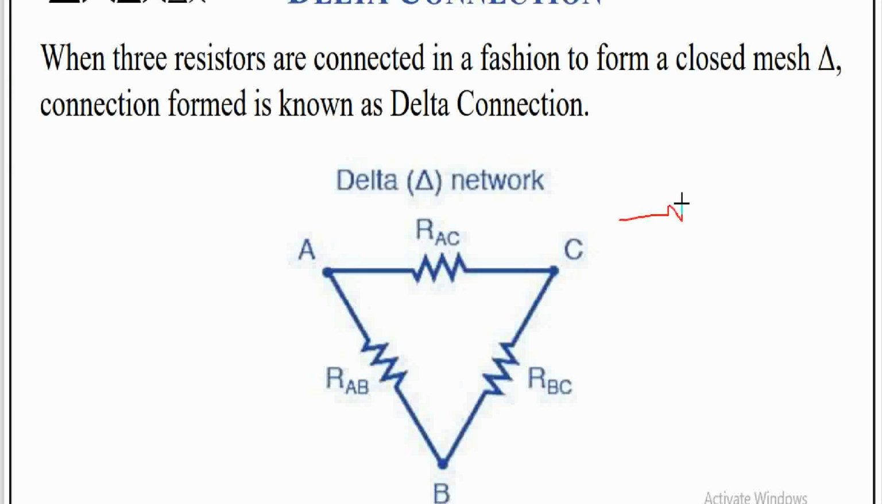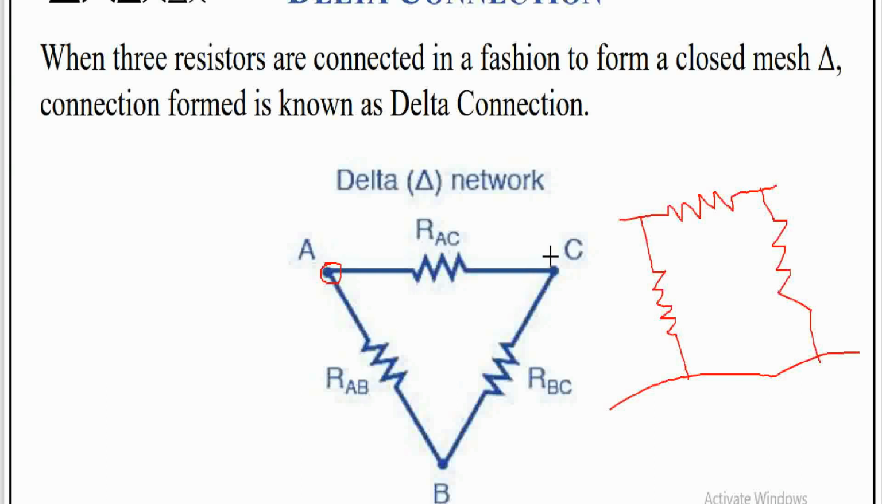And one more, this is also a delta connection. If resistors or capacitors or inductors, that is passive elements, are arranged like this, this is also called a delta connection. In a delta connection, for 2 resistors you have a common point. In a star connection, for 3 resistors you have a common point.